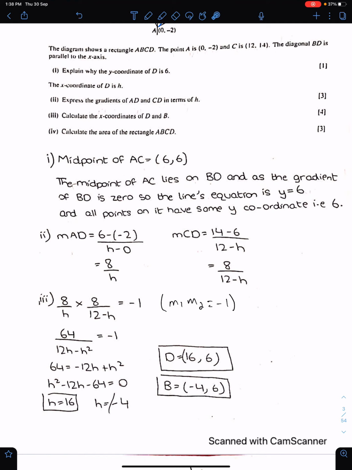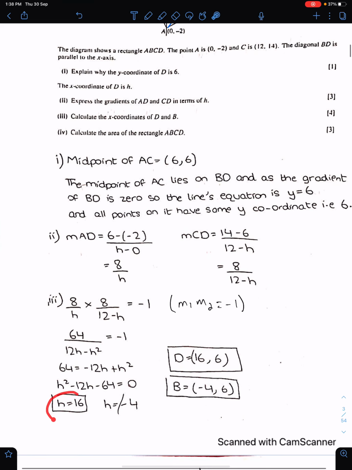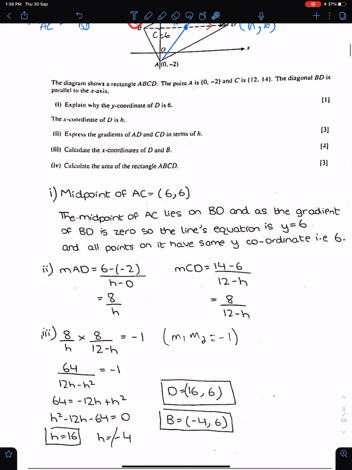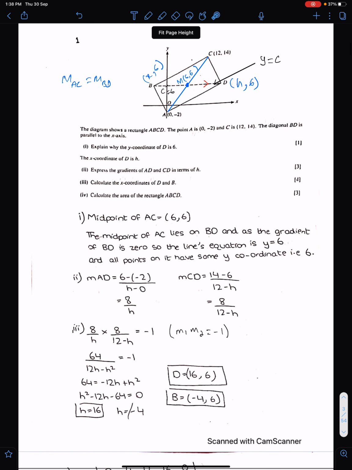Since D is on the right side of the origin, h should be 16. And the other value of h will be the x-coordinate of B. The x-coordinate of B should be -4. So with the help of this formula, we have found the x-coordinates of D and B.